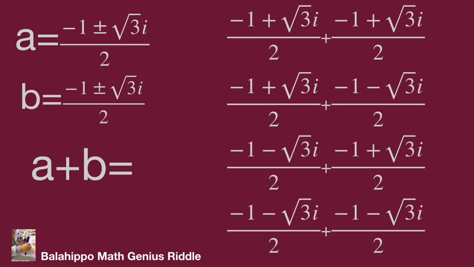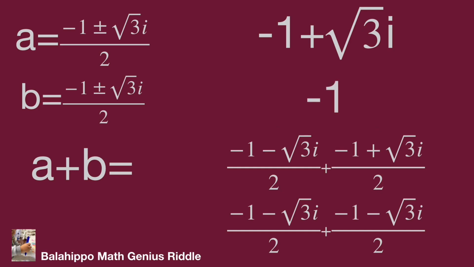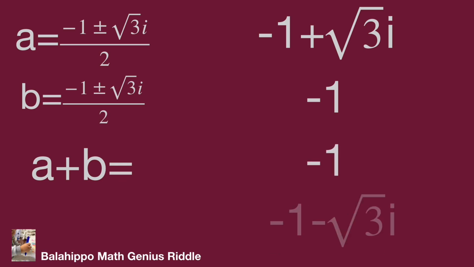Simplify all these items, and we get a plus b equal to minus 1 plus square root of 3 i, or minus 1, or minus 1, or minus 1 minus square root of 3 i. That's all the answers we got.